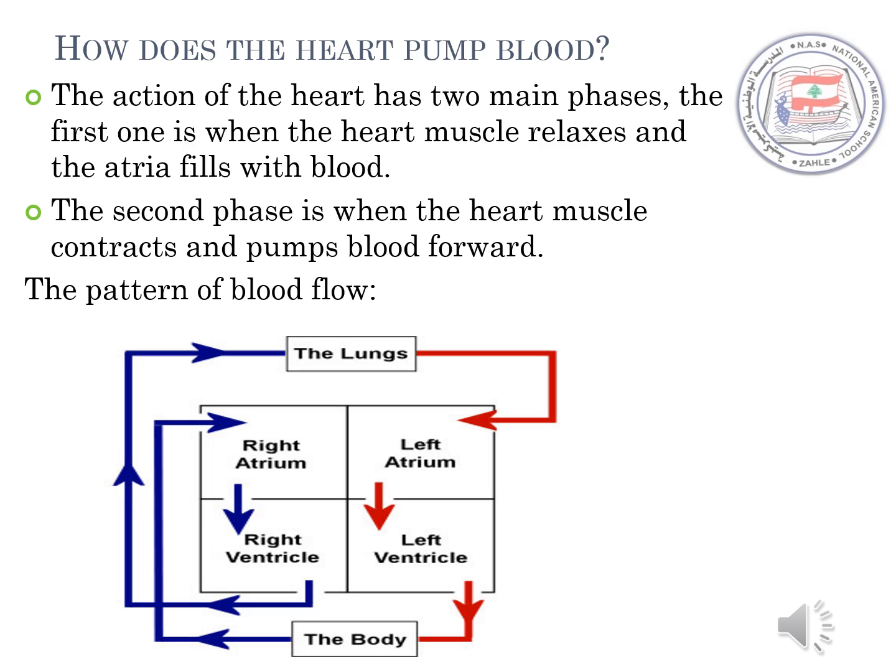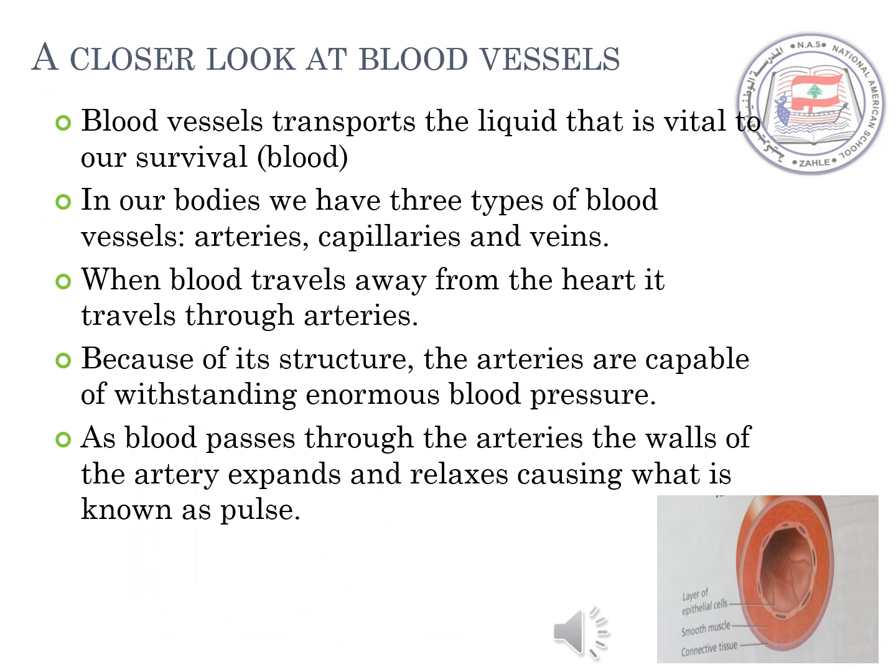Can you tell me the pattern of the blood flow? Blood flows in 2 loops. The first loop is from the body to the right atrium, then to the right ventricle and back to the lungs. The second loop is from the lungs to the left atrium, then to the left ventricle and back to the body. The blood leaving the body is poor in oxygen and rich in carbon dioxide, and the blood leaving the lungs is poor in carbon dioxide and rich in oxygen.